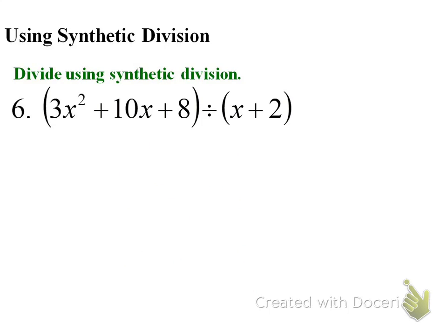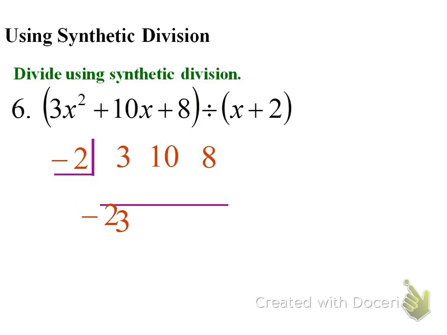All right, like I said, the hardest part is just the setup. So what number is going to go in the box on number 6? Negative 2. Very good. Then what? 3, 10, 8, and 8. Good. Leave a space and draw your line. 3, negative 6, 4, negative 8, and then 0. Yeah, you're right. Very good.